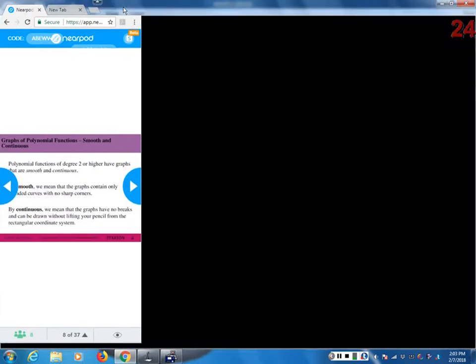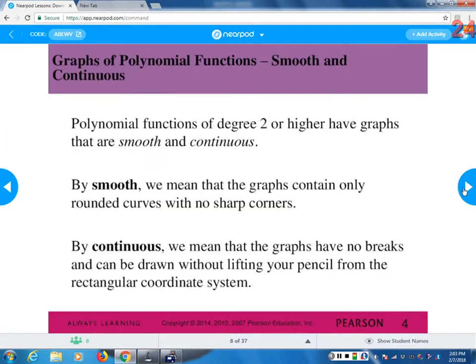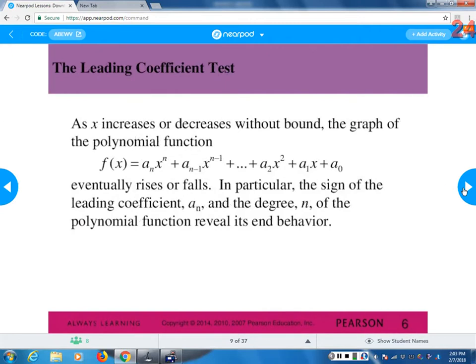Make this big again. There's a definitions. Let's see, the leading coefficient test is next. But I have to fill this in. I think the slide for this next little part got put in the wrong place.